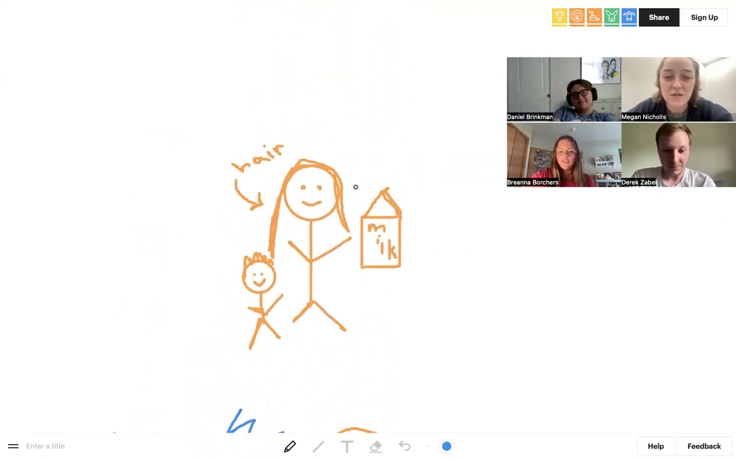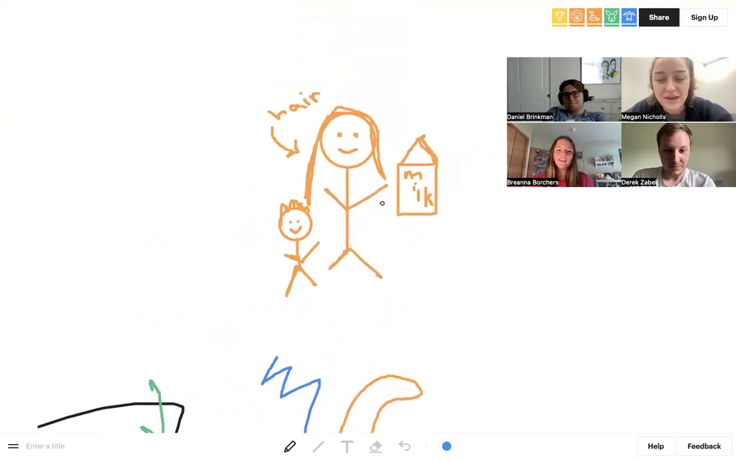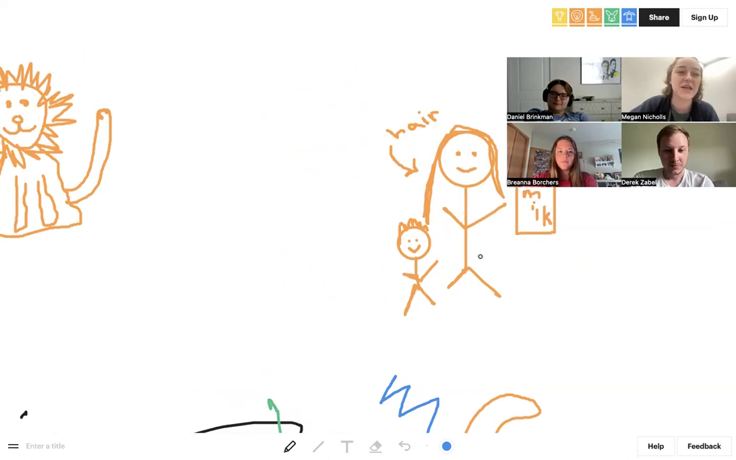Did you also draw this? That was not me. No, okay. That one was mine. Okay. I mean, I know that mammals have hair or fur, and then they feed their babies with milk. So I drew a mom human with milk and a baby. I love it. Good job. Yeah, you're exactly right. Those are 2 of the characteristics we're going to talk about, actually.